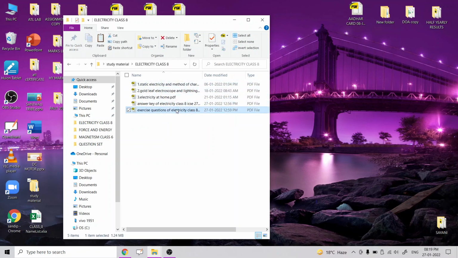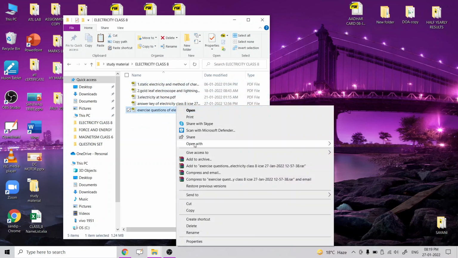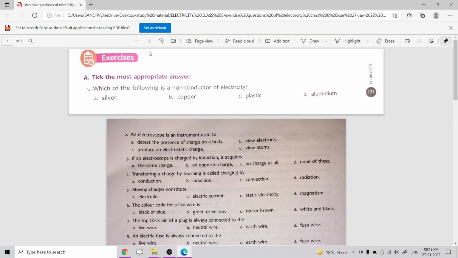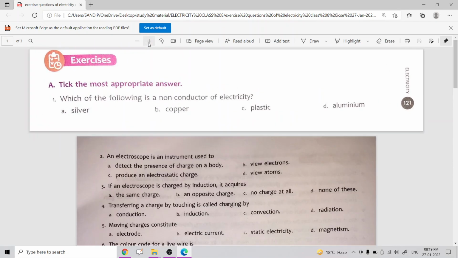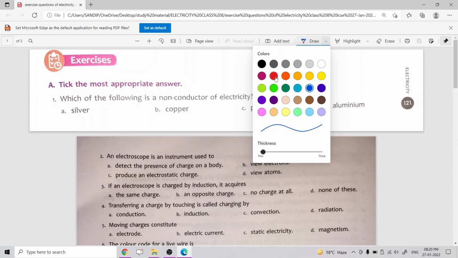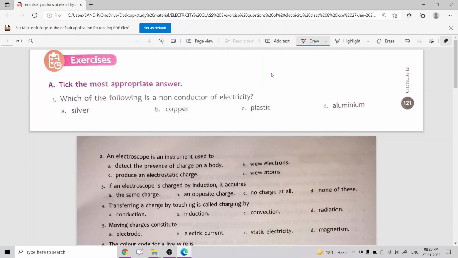Okay, so the first question is from your textbook: take the most appropriate answer. The first one is, which of the following is a non-conductor of electricity? We know the answer. The correct answer is option C, that is plastic.